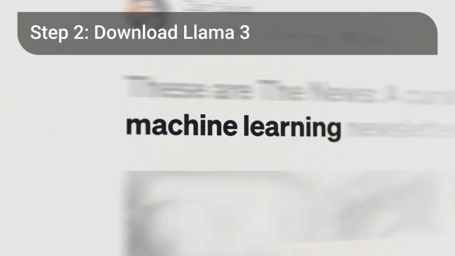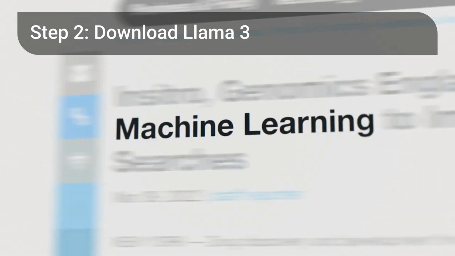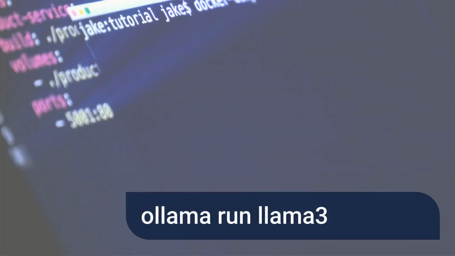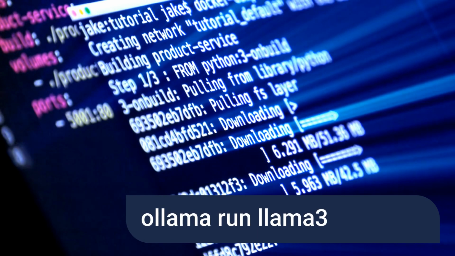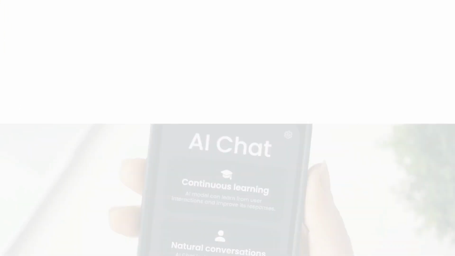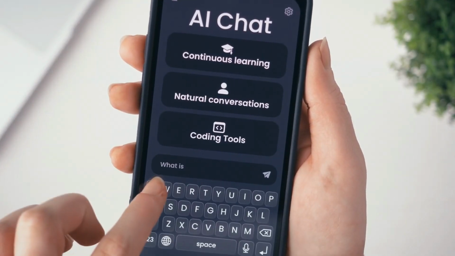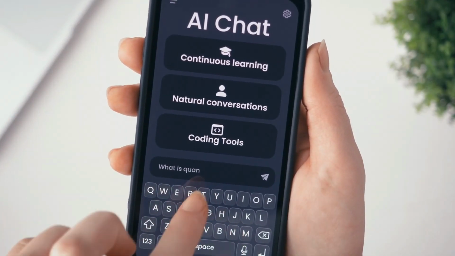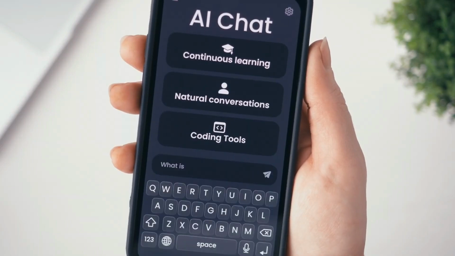Next, we'll download the Llama 3 model directly to your machine for offline use. In your terminal, simply type ollama run llama3. Ollama will handle the download automatically. Once downloaded, you can test it right away. Ask Llama 3 a coding question directly in your terminal to see it in action.